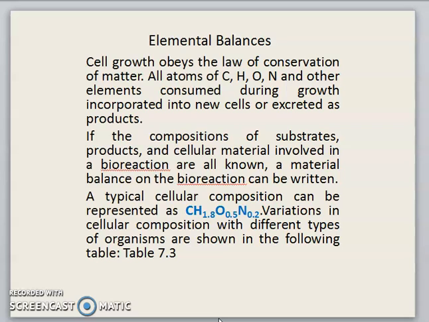A typical cellular composition can be represented as CH1.8 O0.5 N0.2. So this is the general typical cellular composition for microorganisms. Variations in cellular compositions with different types of organisms are shown in table 7.3.